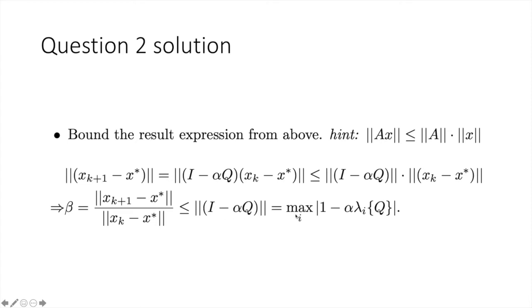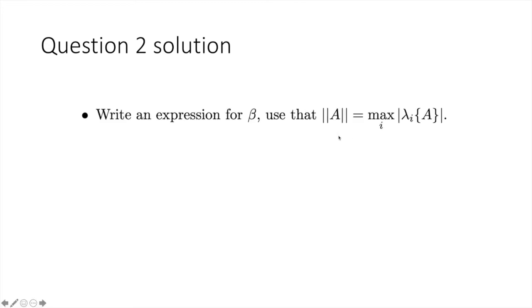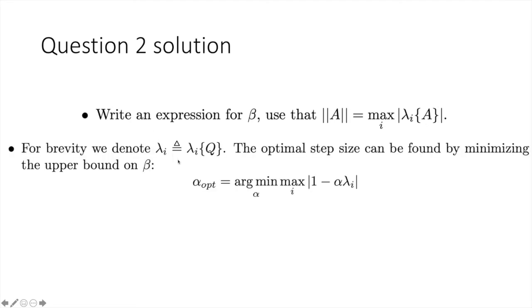And that is equal to the max over the absolute value of all of the eigenvalues of this function, which are 1 minus alpha lambda i of Q. This is as you have seen in the previous courses. That uses the norm of A being the maximum over i of the absolute value of lambda i of A. So let's denote lambda i of Q as lambda i for it to be more comfortable.